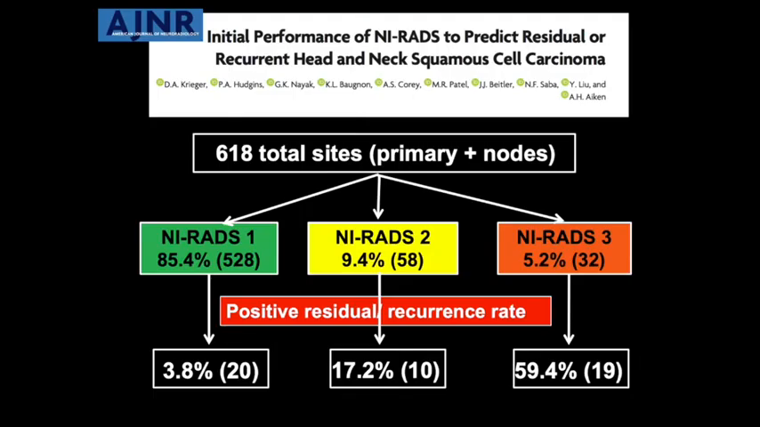You can share the data of recurrence rate by category and the increase from NI-RADS 1 at 3.8% to NI-RADS 2 at 17.2% to NI-RADS 3 at 59.4%, justifying a biopsy for those NI-RADS 3 patients, but not obviating a biopsy because the positive predictive value isn't high enough to justify moving straight to definitive treatment, salvage treatment, or palliative care like the NI-RADS 4 patients.